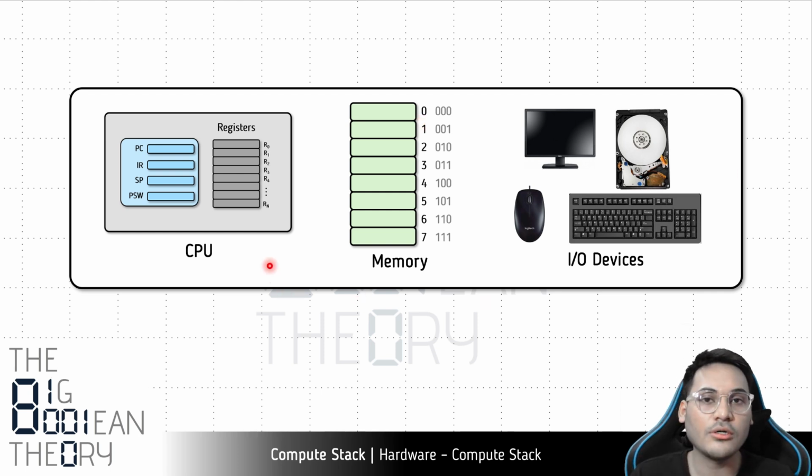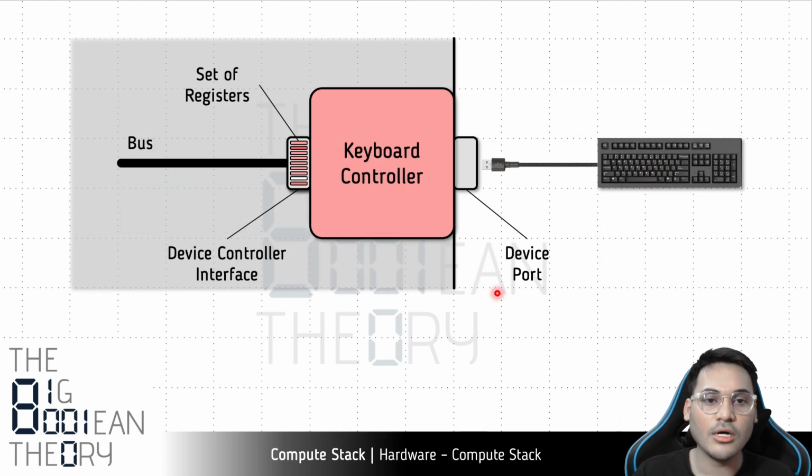So now, after talking about CPU and memory, let us now look at the third major component, that is the IO devices. So this is how the IO devices are structured. As we already know, there are two parts to an IO device. The first is the device itself, and then there is a device controller. So let us take the example of a keyboard to understand this.